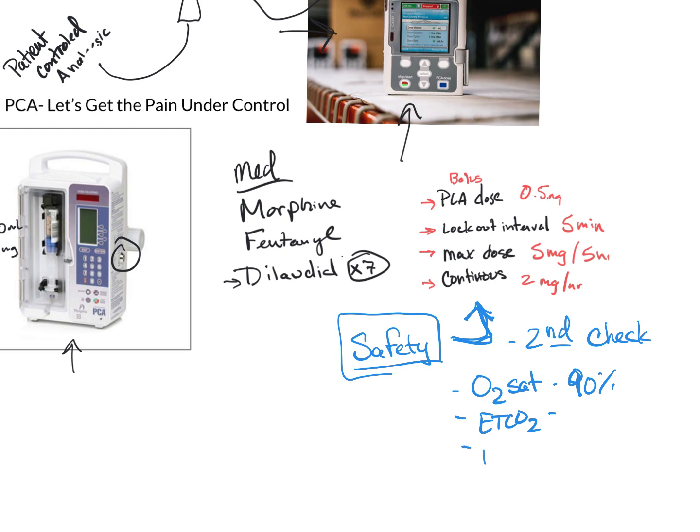Other things we want to make sure is that we're checking respiratory rate pretty regularly, especially if they're an opiate naive person or if it's the first time on their PCA. If this person's been on their PCA for 2 or 3 days, probably not as big of a deal. You're going to notice their changes. You're going to get used to their patterns, but it's something that we want to pay attention to.